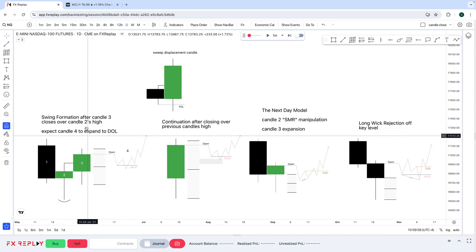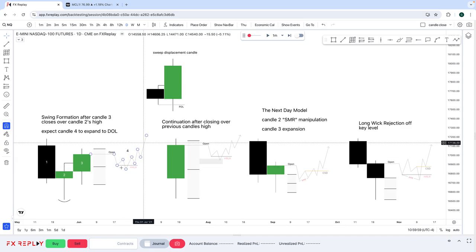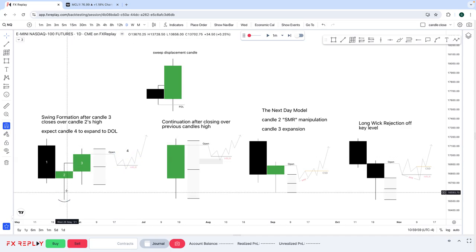So let's start over to the left over here. This is when we hit a key level and we form a swing point in the market, right? Just a 3 candle formation, and candle number 3 closes over candle number 2, right? So this next day, we expect price to open, low, high, close to continue that distribution, right? The smart money reversal being candle number 2, candle number 3 and 4 will continue high, right?